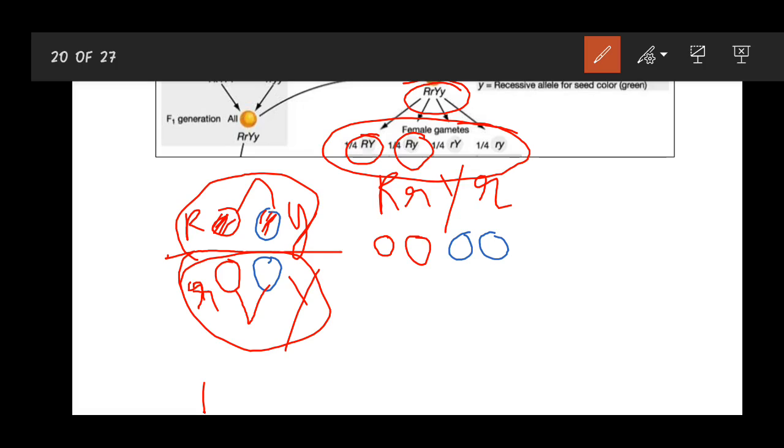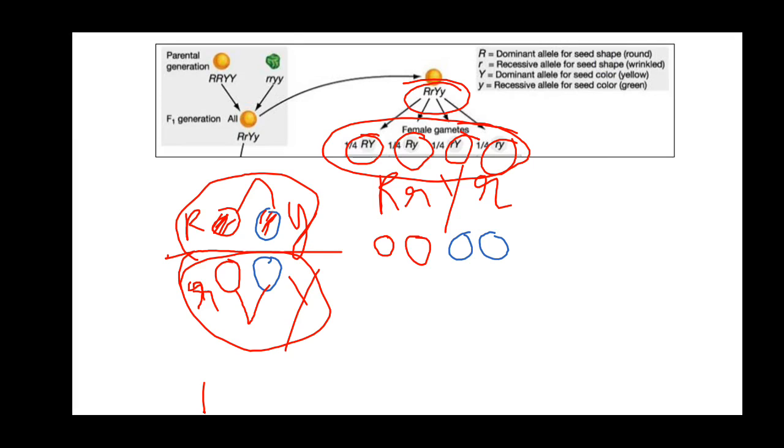The same is the case with small r. Small r is assorting with capital Y and small r can assort with small y. The same thing happens if you take capital Y and small y, as I mentioned with capital R and small r. So you get 4 different types of gametes in this particular case, and this is due to what is called the law of independent assortment.